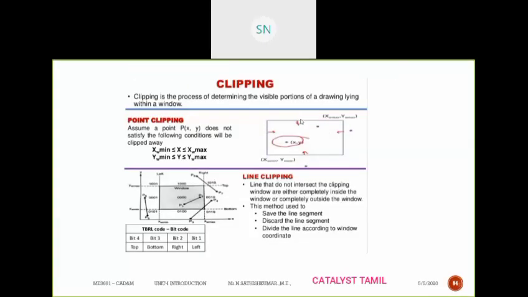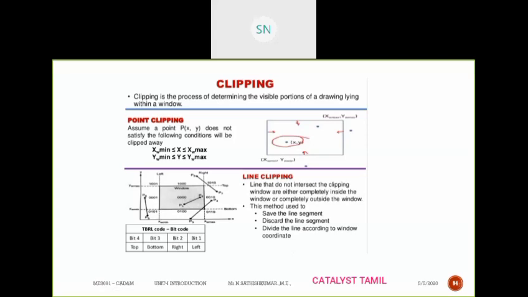So we are having many types of clipping based on the nature of the entities. Here we are having both points and also lines. In order to clip both the points and the lines, we perform the clipping operation separately. If you are applying the clipping algorithm to a point entity, it is called point clipping. If you are applying the algorithm to a line, it is called line clipping.